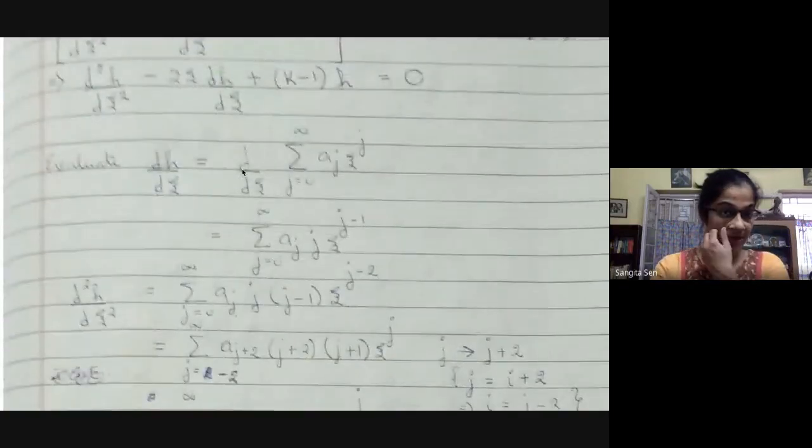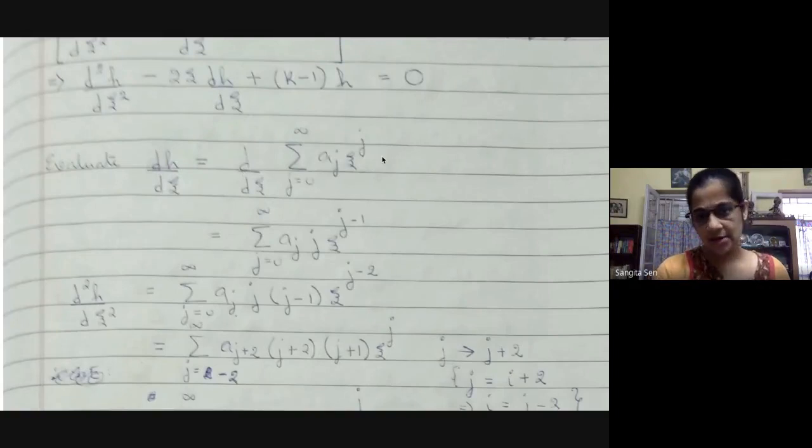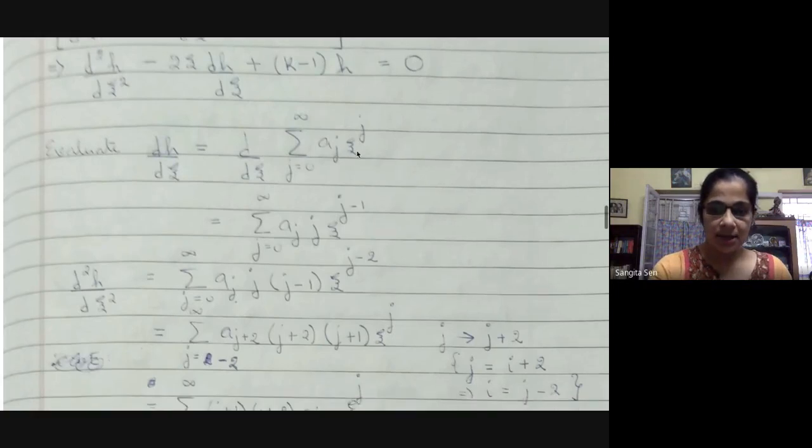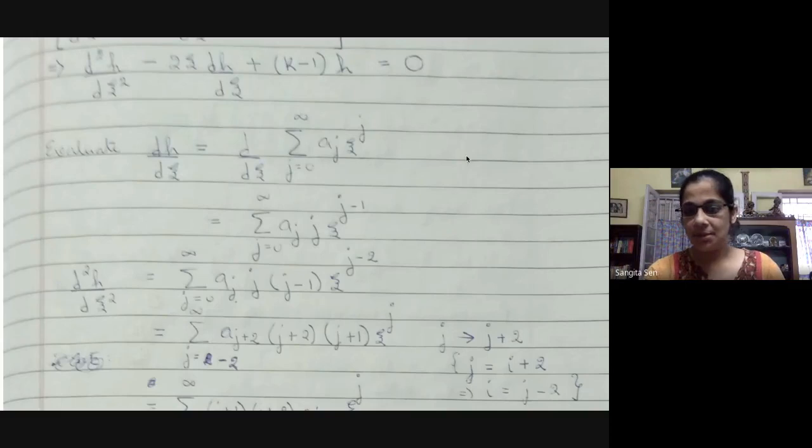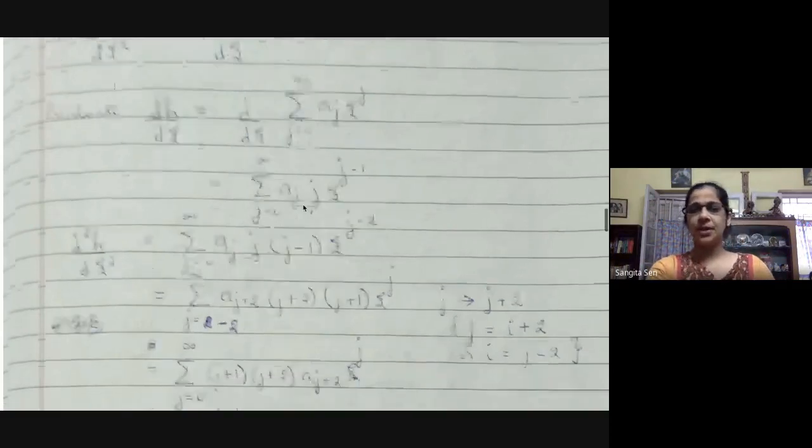So let's do the derivatives of h with respect to xi. So the first derivative is simple. You don't need to think much. You have the summation form. Then if you take a derivative of every term, you will get this factor in front, j, and the power will be reduced by 1. So if you do a term by term differentiation, they can again be grouped together as a summation.